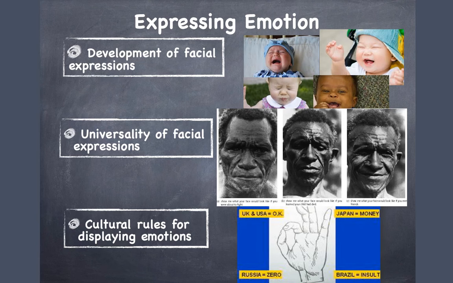Display rules vary across cultures. They can also vary across families within a culture and may be different for individuals in varying roles or occupations. So, for example, a police officer versus a retail clerk. The image that I have right down here is just a symbol that for us is okay, but in other cultures, that same symbol means something different.